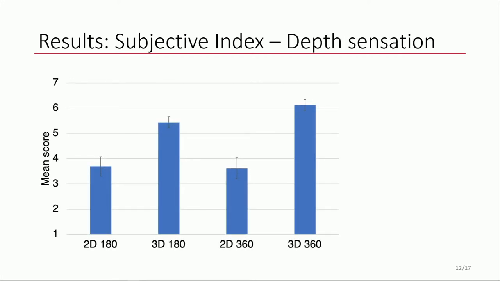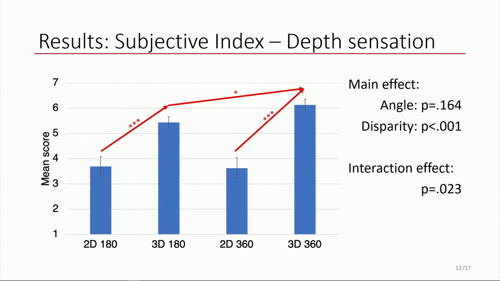This is the result of the questionnaire on depth sensation. It seemed that the score of stereoscopic was higher than monoscopic, but 360 condition was higher than 180 condition only in stereoscopic. On a two-way ANOVA, it was found to be a significant effect of disparity and a significant interaction effect.